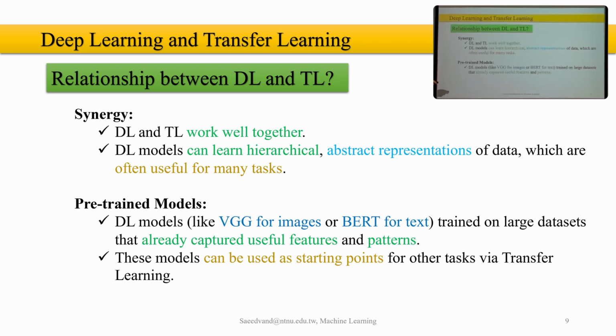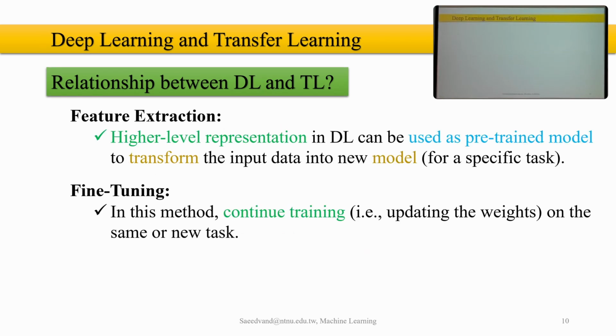We already have very big networks trained on millions of data samples, and they already capture the useful features. They are available for us, so we can use them. That is the relationship between deep learning and transfer learning: as I mentioned, these models can be the starting point of our own model.